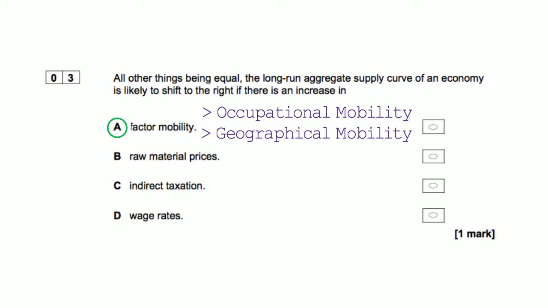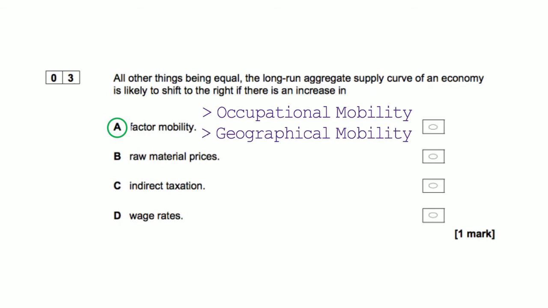Options B and D are changes to the short-run aggregate supply curve. If there was to be an increase in the raw material prices, it wouldn't change how many goods and services the economy can produce. It is still able to produce the same amount of goods and services, but it would have to produce it at a higher price level. So an increase in raw material prices or an increase in wage rates results in the SRAS curve shifting upwards, but the productive potential of the economy does not change.